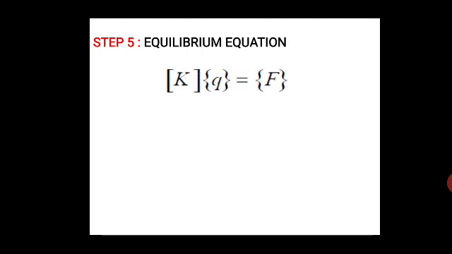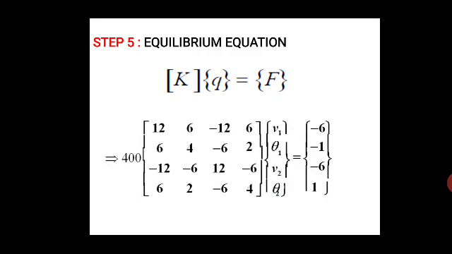Step number 5, equilibrium equation. We write the equilibrium equation as KQ is equal to F, where K is the global stiffness matrix, Q is the global displacement vector and F is the forcing vector. We have already derived the values of K: K is equal to 400 into the matrix 12, 6, minus 12, 6; 6, 4, minus 6, 2; minus 12, minus 6, 12, minus 6; 6, 2, minus 6, 4. We need to determine the displacements V1, theta 1, V2, theta 2, and the forcing vector is minus 6, minus 1, minus 6, plus 1. This is the equilibrium equation.